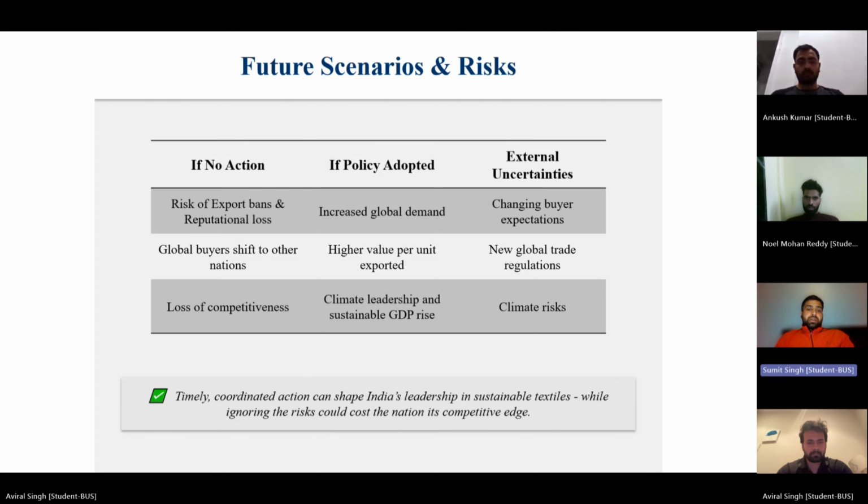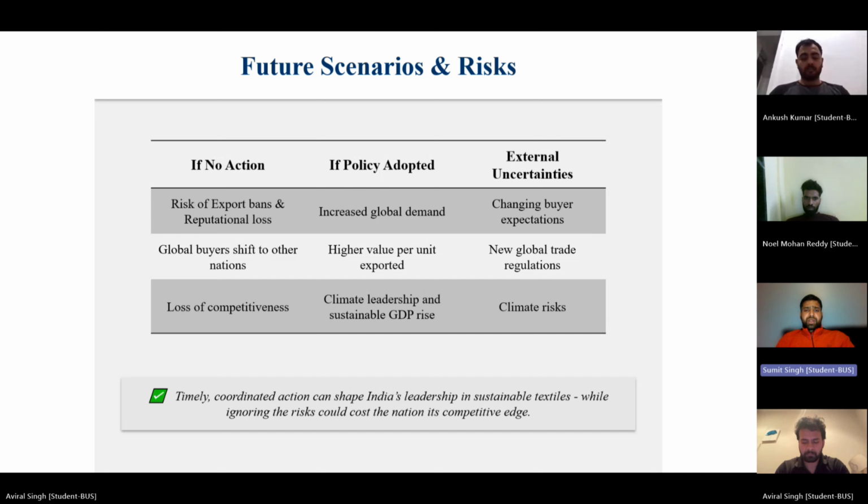Let's now consider two future scenarios. Scenario one, proactive reforms. If we implement these strategies now, India's textile SMEs could become world leaders in sustainable fashion. Export volume would rise. International brands would partner with Indian suppliers.